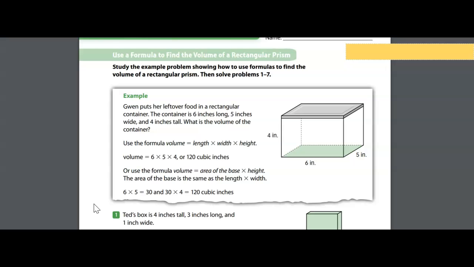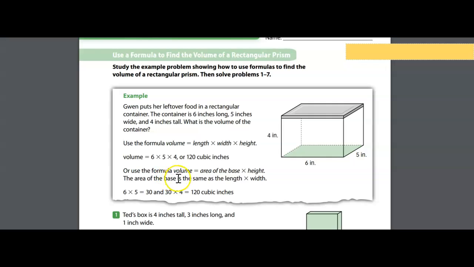So we're going to use the formula, volume equals length times width times height. So we know our volume is going to equal our length, which is 6 inches, times 5, which is our width, times 4, which is our height. And that gives us a product of 120 cubic inches.